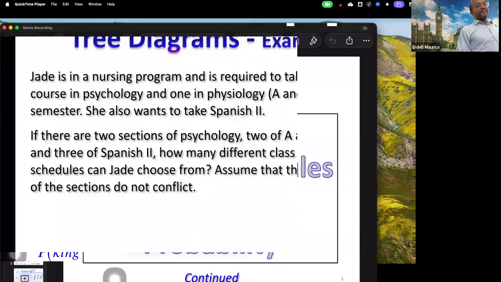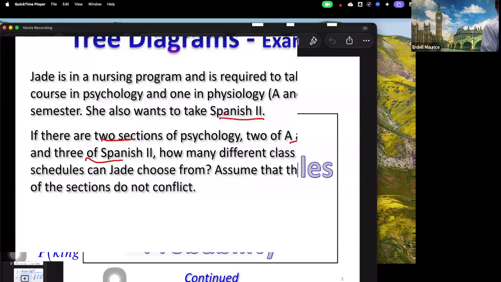Jade is in a nursing program and is required to take a course in psychology, physiology, and Spanish. So those three classes you need to take. There are two sections of psychology, 2 of A&P, and 3 of Spanish. How many different class schedules can Jade choose from?